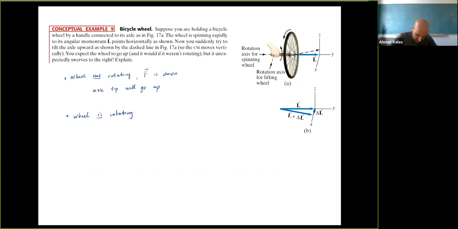Okay. And now let's also assume F is down. And my question is, so you have this F down, the wheel is rotating, and in which direction will L point in this case? Is it going to go up or down, or along x, or minus x?